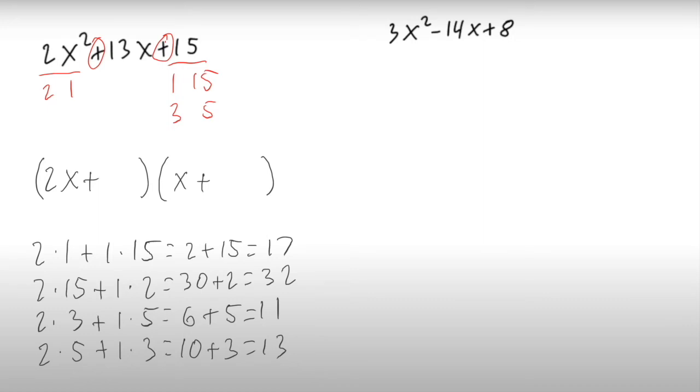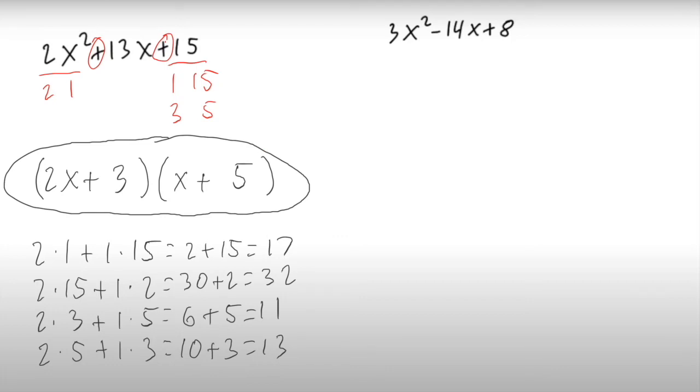So we know that 2 needs to multiply by 5, and 1 needs to multiply by 3. So 2 and 5 need to be in opposite parentheses. So 2 is on the left, so 5 will be over here on the right. And that means 3 is in the other spot. And this is our answer.